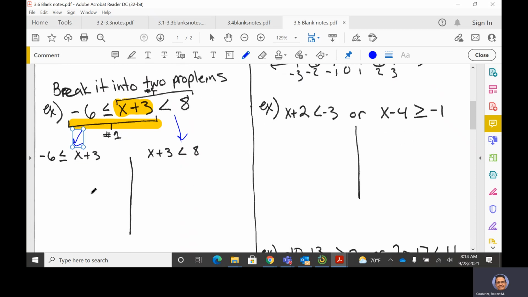And from there, we start to solve it just like we would normally solve any equation. So we're trying to solve this for x. So we want to subtract 3.